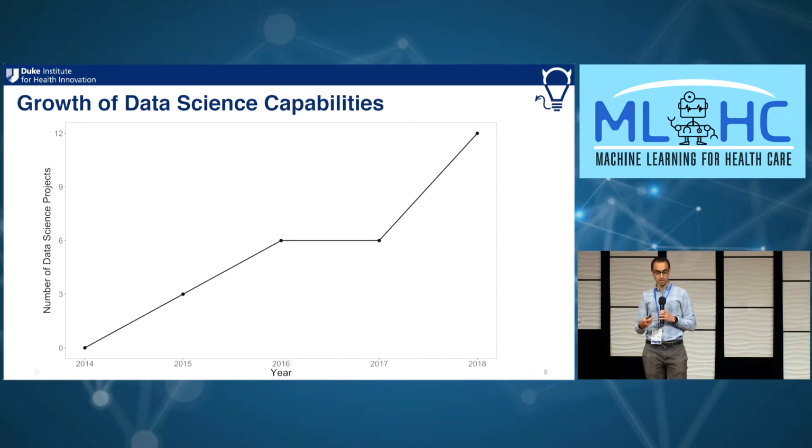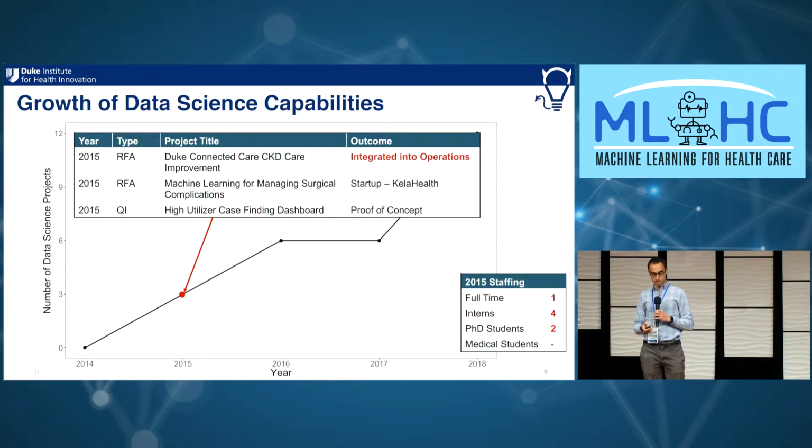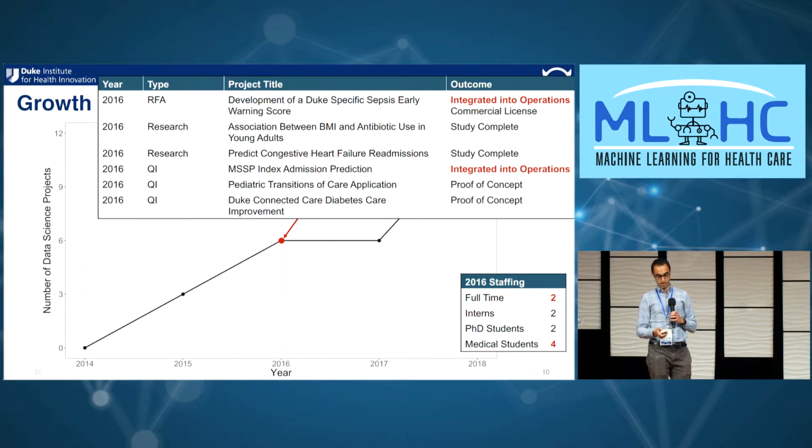I first joined the team in 2014 when we weren't yet doing much in data science, and I'm going to walk us through what the last 5 years have looked like. In year one, it was just me as a full-time staff starting student programs, and then we had one data science project that was ultimately integrated into operations around chronic kidney disease. This was my first collaboration with Joe and with Catherine. We had 3 in total, 1 startup that was created.